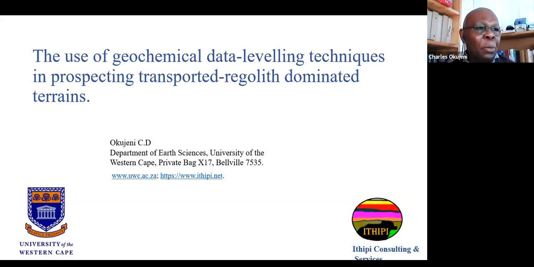I'm going to talk about the use of geochemical data leveling techniques in prospecting transported-regolith dominated terrain, and this is more an area here in South Africa, in Southern Africa. I think exploration generally is moving, or has been moving, towards that direction, that new frontier, we'll call it.